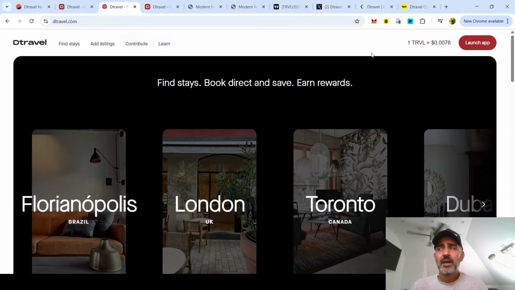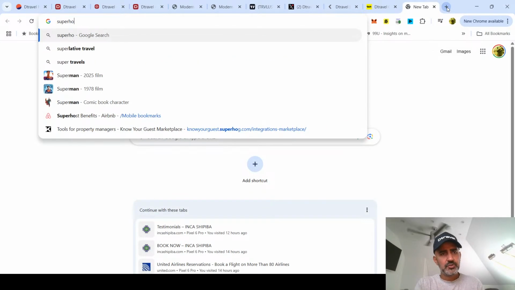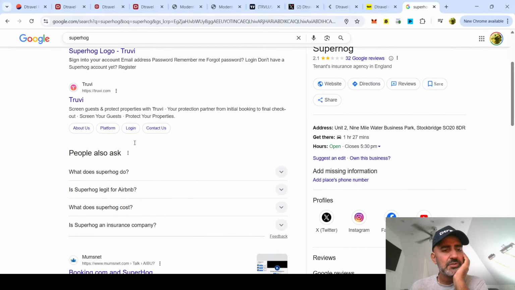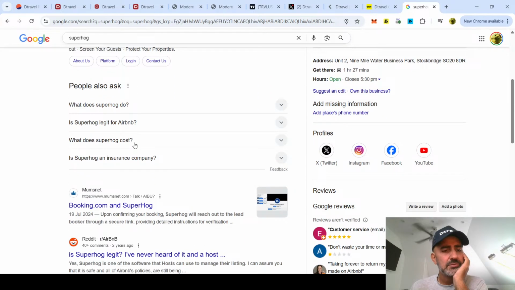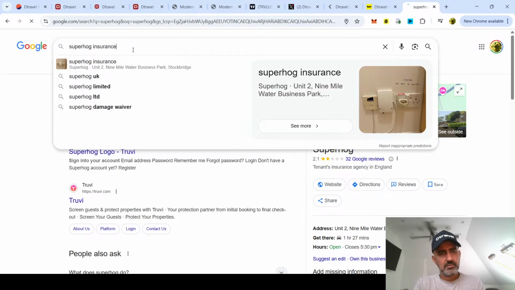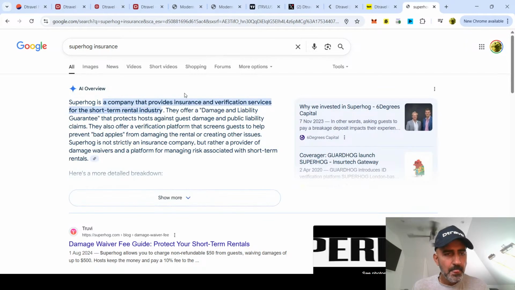I'm just trying to think who they're called. I think it's called Super Hog. Let me go and have a look. Super Hog. You can go and have a look for yourself. Is it Super Hog? Am I wrong? Super Hog is a company that provides insurance and verification services for the short-term rental industry. They offer a damage and liability guarantee that protects hosts against guest damage and public liability claims.